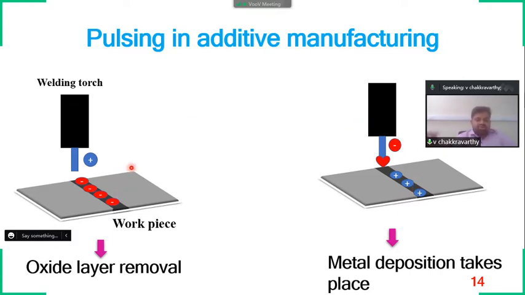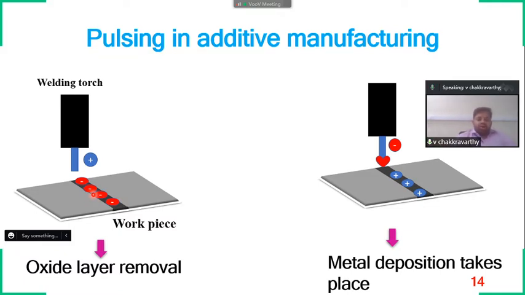Whereas in the reverse polarity, why it is being used means the electrode will be connected with the positive terminal and the workpiece will be connected with the negative terminal. In such circumstances, more free electrons will be liberated from the substrate. Why is it being liberated from the substrate? What is the main use of that?